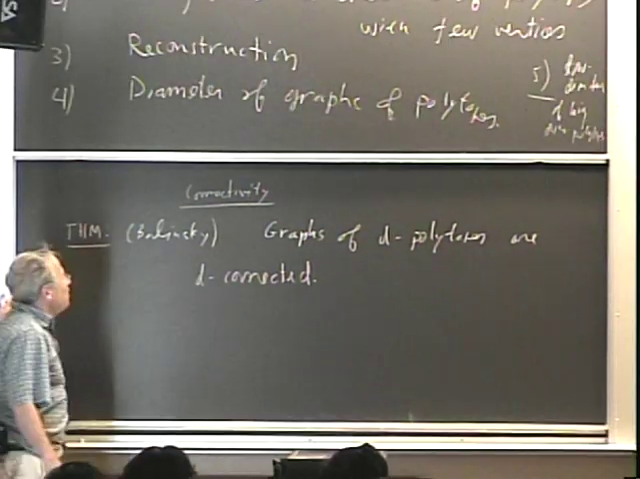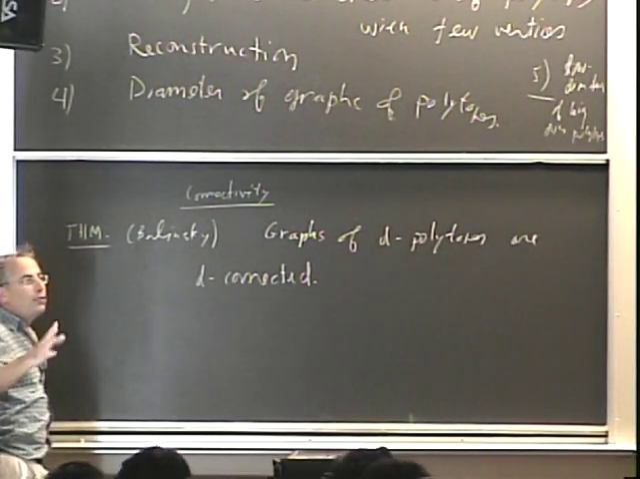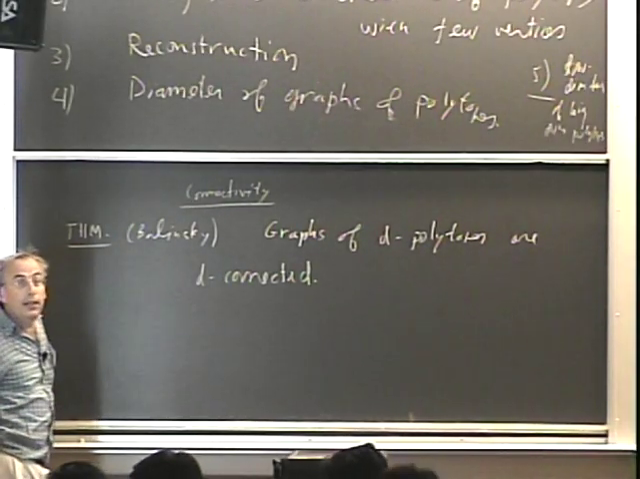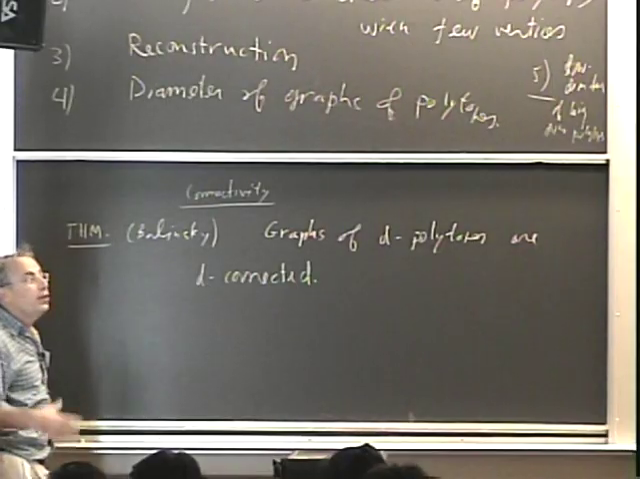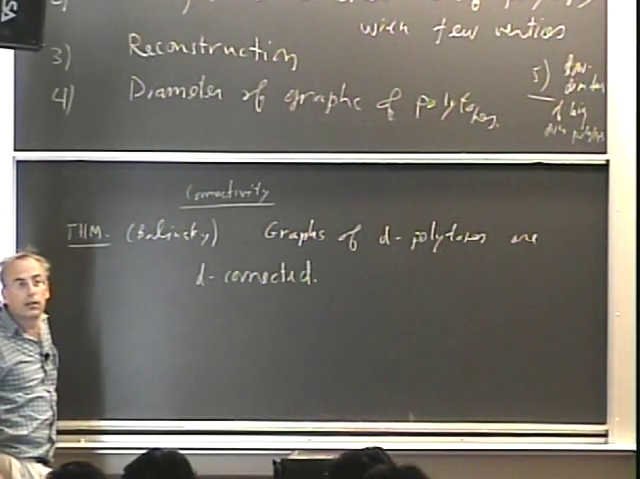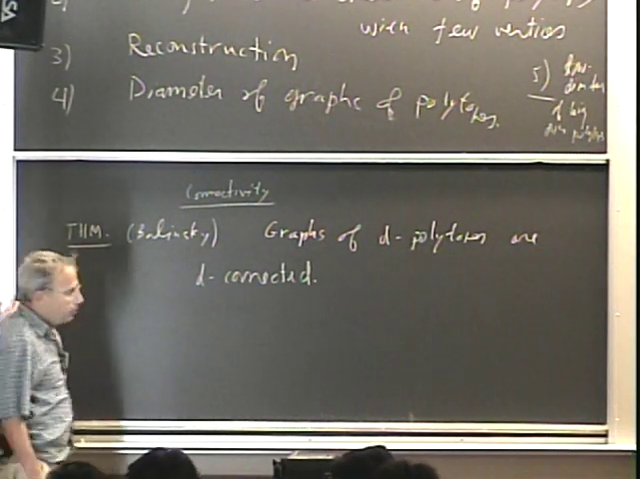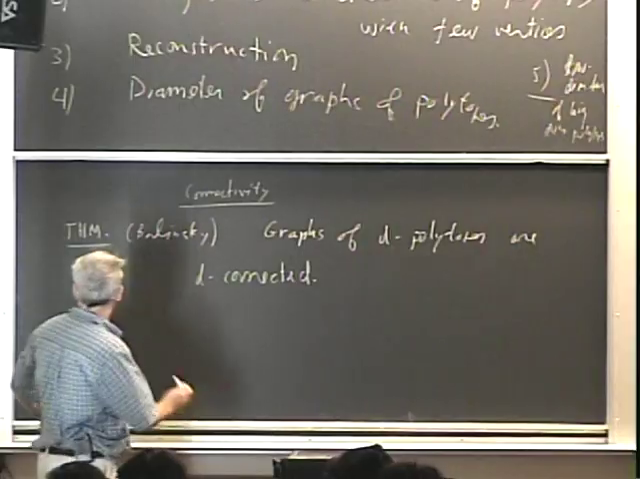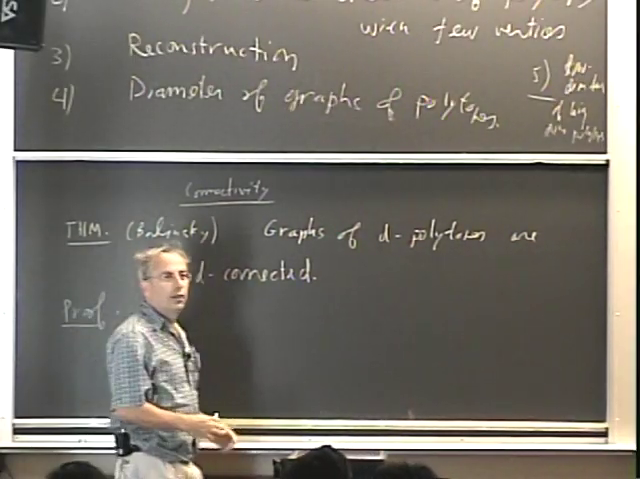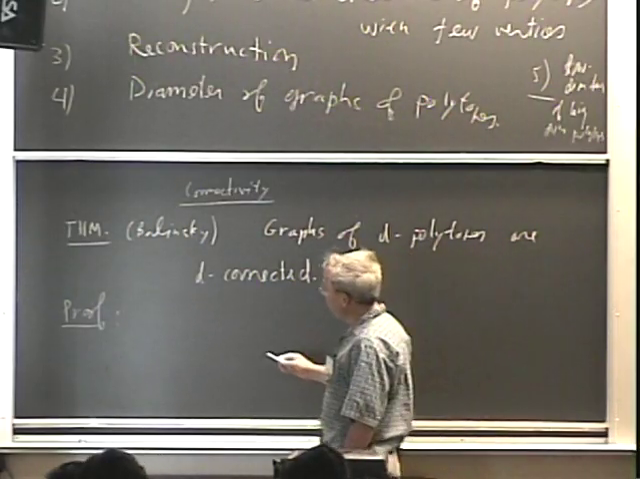Okay. Graphs of the polytopes. So, first of all, what does it mean? It means if you look at a graph of a d-dimensional polytope, this graph is connected, and it will remain connected even if you delete d-1 vertices or less. So, what is the proof? Yeah, so let's try to recall how we prove this thing.